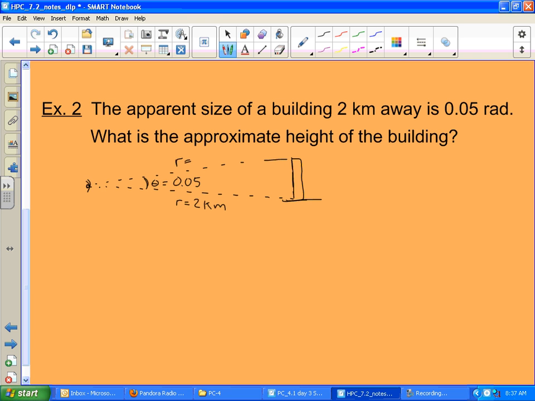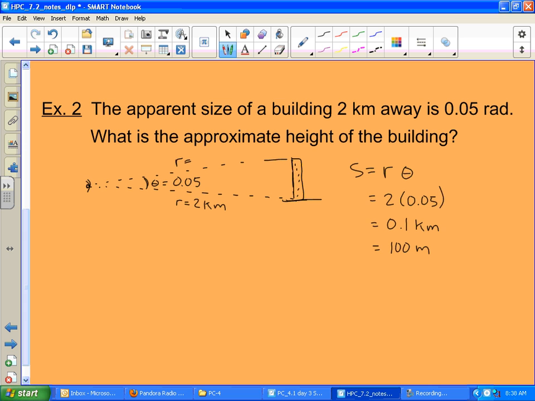So that's a pretty small angle. And what would the height of this building be? Well, if we're using arc length is equal to radius times theta, then that would be equal to 2 kilometers times 0.05, which is 0.1 kilometers in height, which is the same thing as about 100 meters.